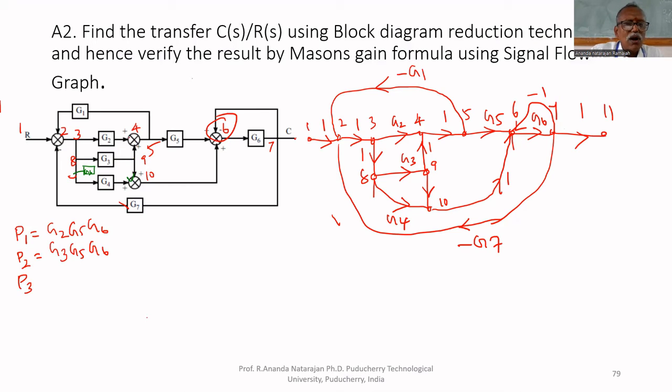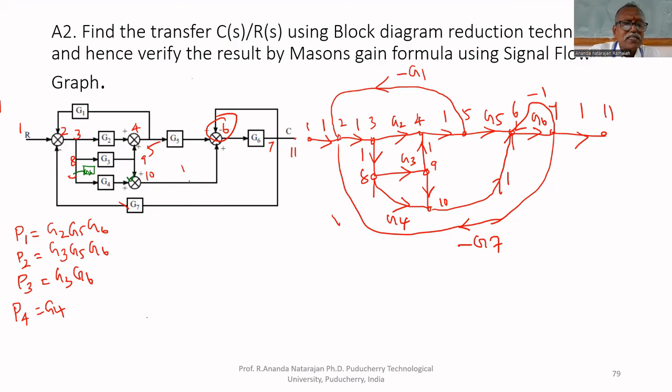Third forward path, you can come down here. G3, there are two paths. One goes up, another one goes down. Therefore, G3, G6 is another forward path. What is the path? 1, 2, 3, 8, 9, 10, 6, 7, 11. That is one path, G3, G6. That's all. P4, another forward path. You can come at the same point 3 to 8, then G4 through 10 you can go. Therefore, G4 will come, but you cannot travel this way.